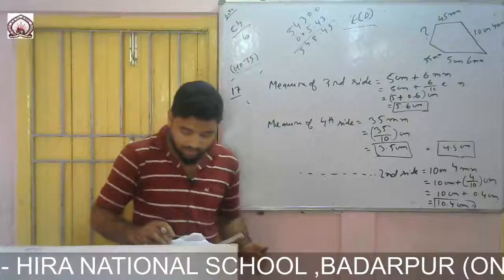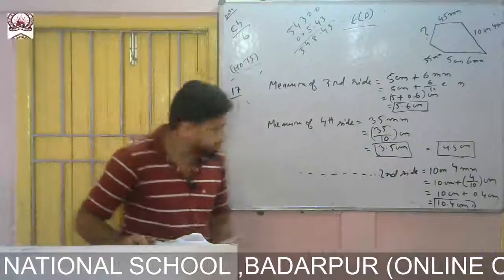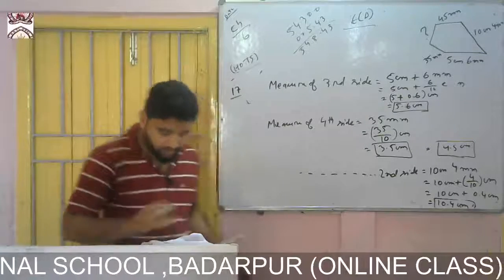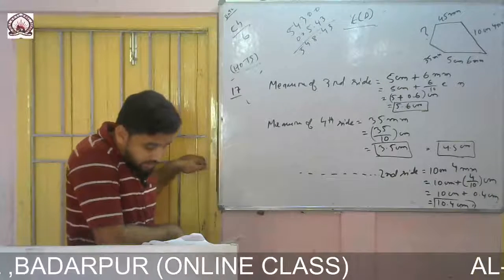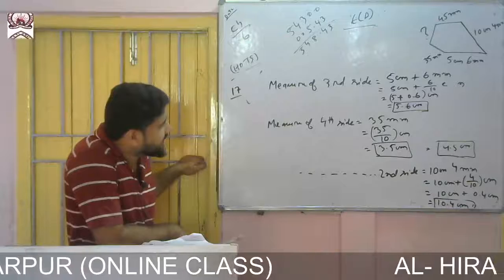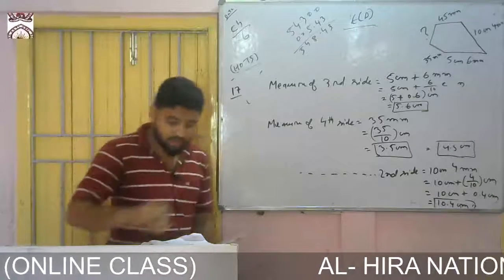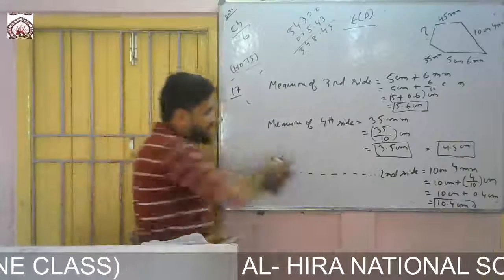Now what we got? One is 5.6, another is 10.4, another 4.5, another 3.5. So now let us add.